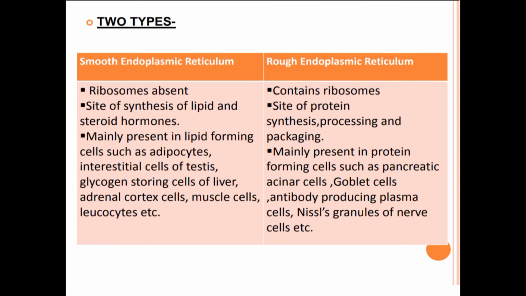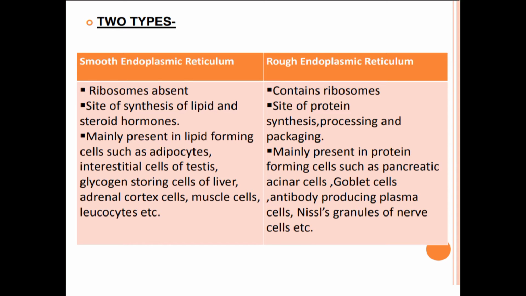There are two types of endoplasmic reticulum. It is also called ER, the short form. First is smooth endoplasmic reticulum and second is rough endoplasmic reticulum. Let us discuss both by comparing them. In smooth endoplasmic reticulum, ribosomes are absent, but in rough endoplasmic reticulum, we can see the ribosomes.